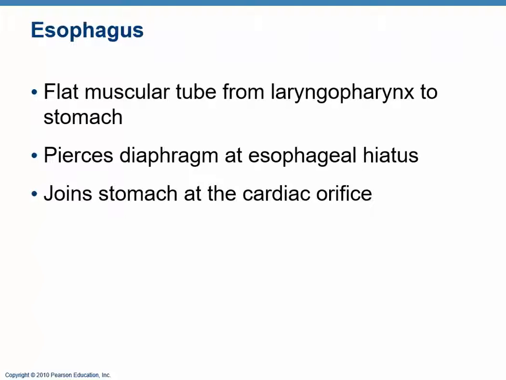Now, the esophagus is a muscular tube that runs from the laryngopharynx right down to the stomach. It passes through your entire thoracic region in the mediastinum, and it goes through the diaphragm and enters the stomach. We call the opening in the stomach, we'll see in a second, the cardiac orifice, because it happens right below and behind the heart. So the tube is primarily muscular.